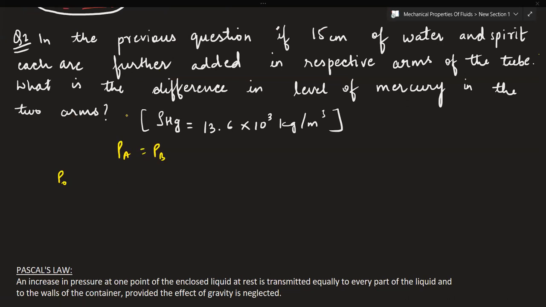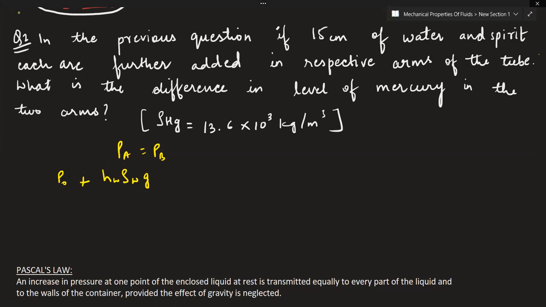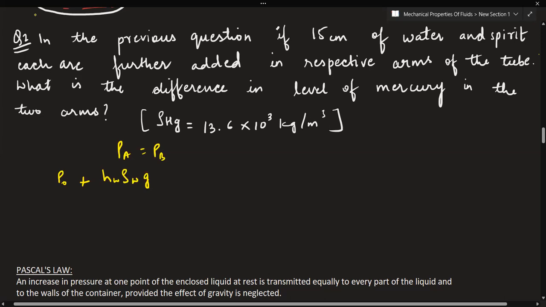See, P naught plus... now let us take for water. That would be equal to height of water times rho g. So H for water means height of water, rho is the density of water, and g is acceleration due to gravity. That completes your first term, the arm given in the left hand side.